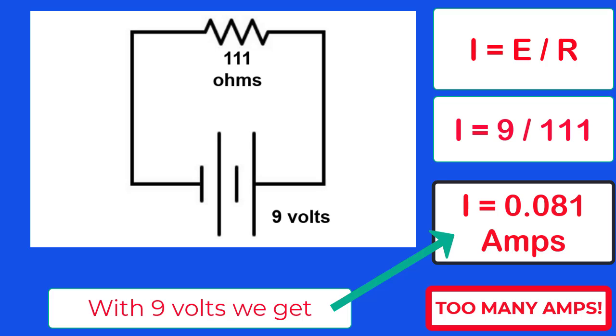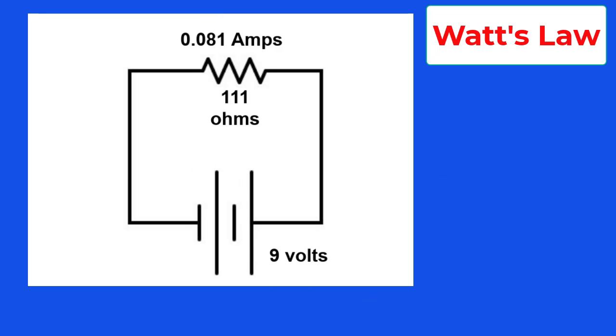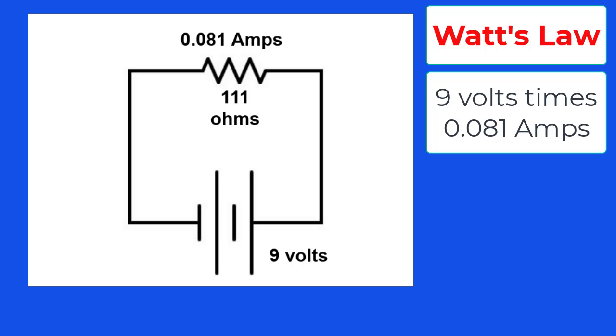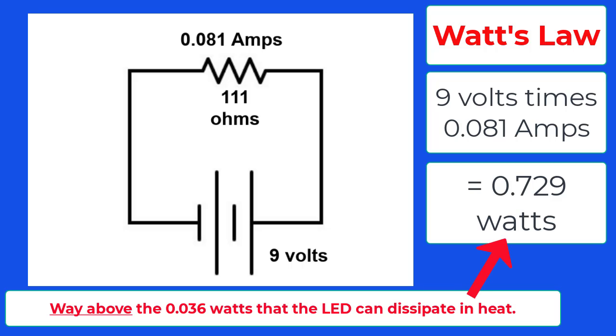But 0.081 is too many amps for a red LED. We only need 0.018 amps. Also, applying Watt's law, we would get 9 volts times 0.081 amps, and that would equal 0.729 watts. And 0.729 watts is way above the 0.036 watts that an LED is rated at.